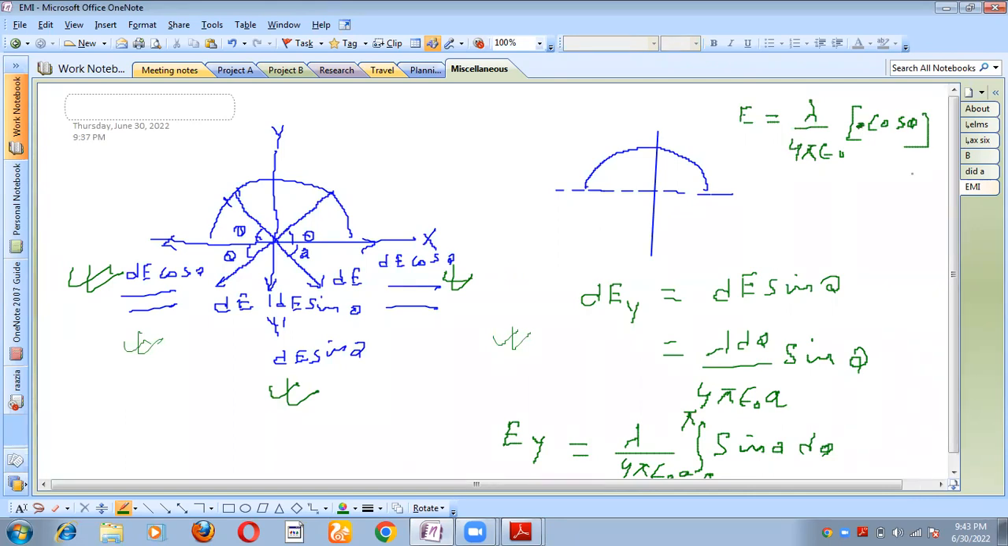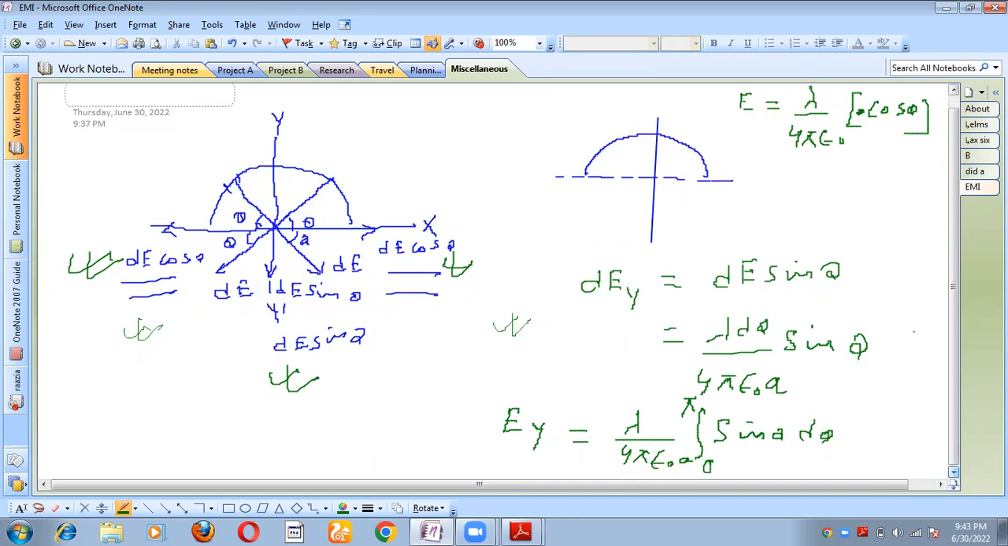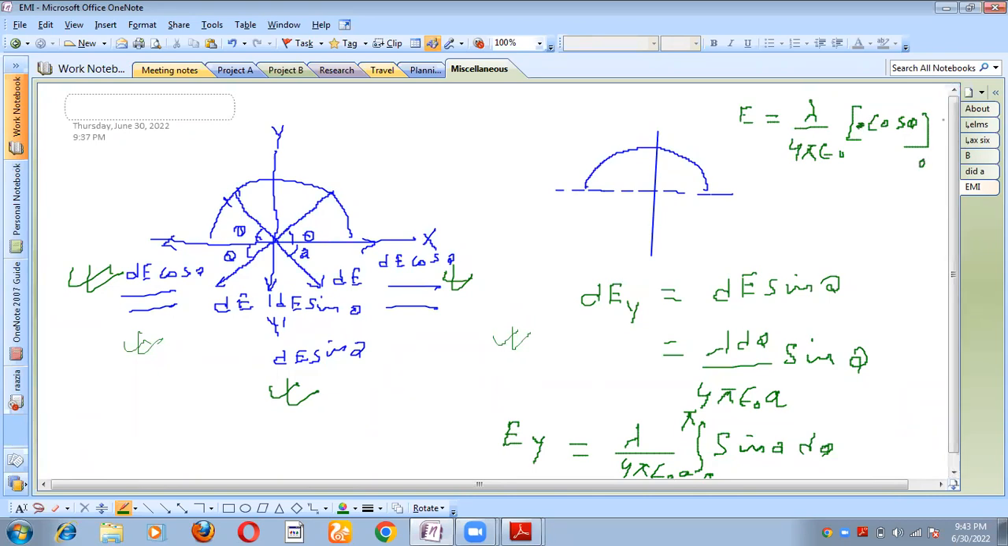You may have studied basic mathematics, right? Or you're in class 12, so later on you will come to know about integration in detail. So from here you will get minus taken outside, so minus lambda by 4 pi epsilon naught a, and cos theta from 0 to pi.